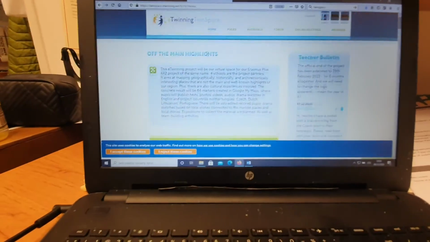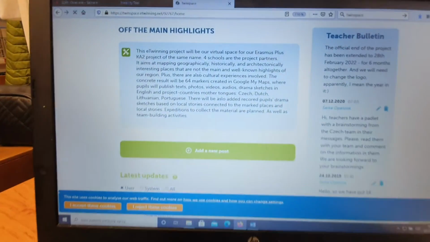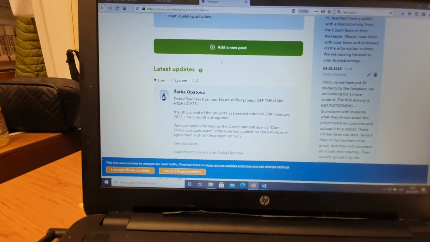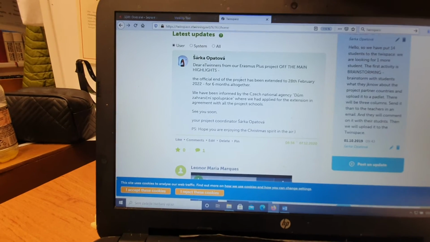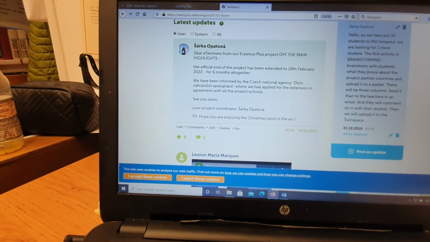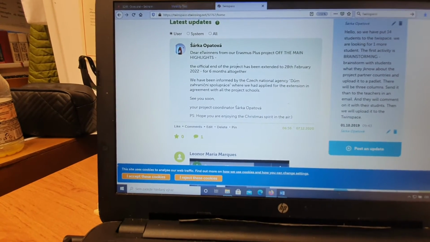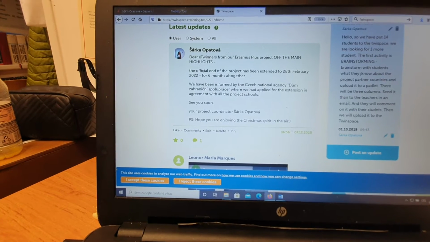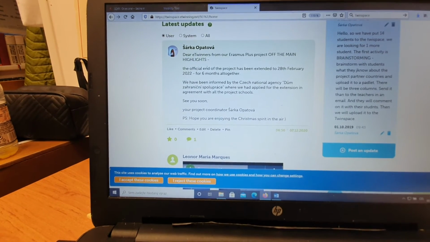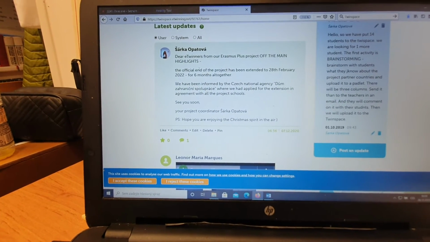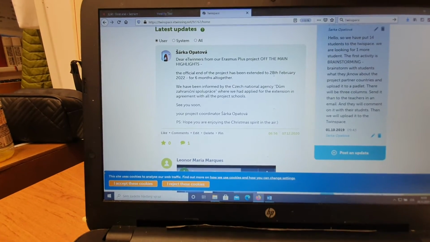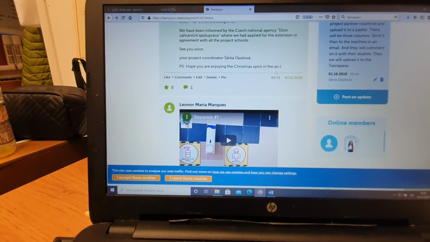This is home. So there is basic information about the project. And here you can see latest updates. So this is what's new. So it's a sort of a diary. So there is information that our project has been prolonged for 6 months. So the new end is the 28th of February.